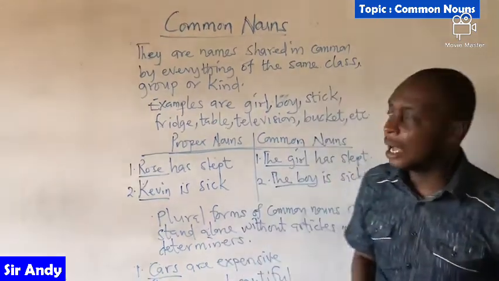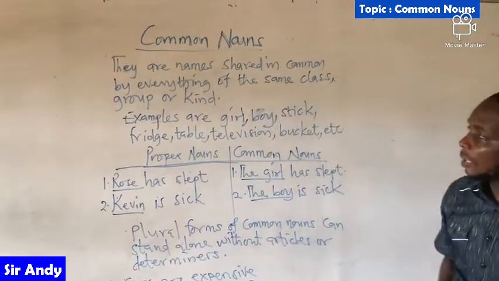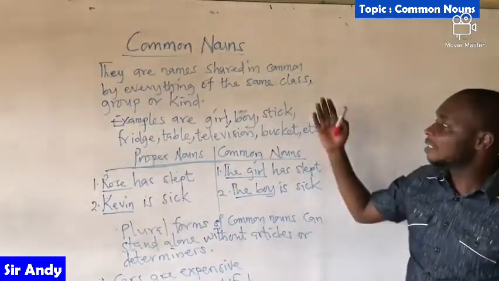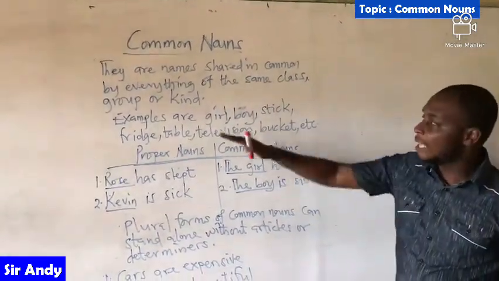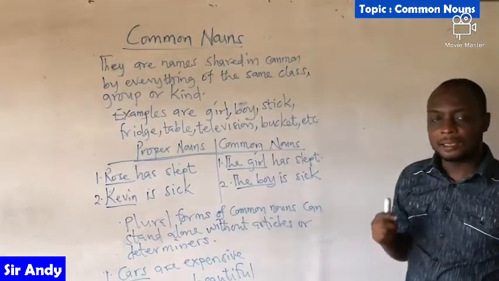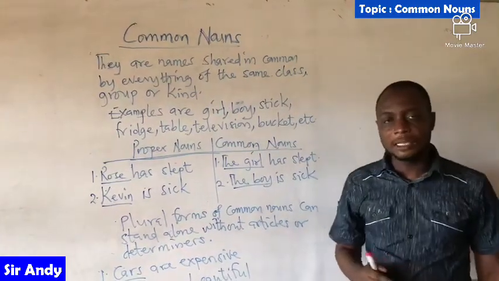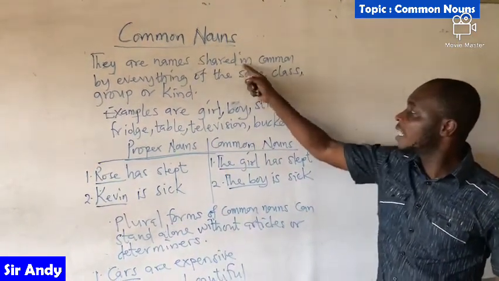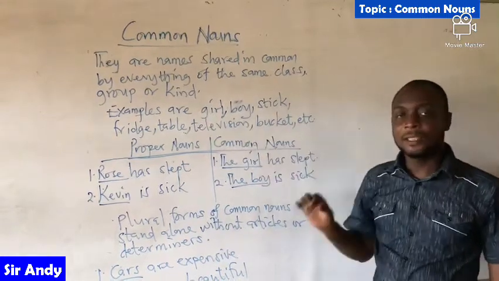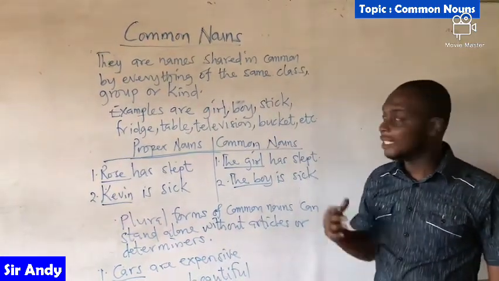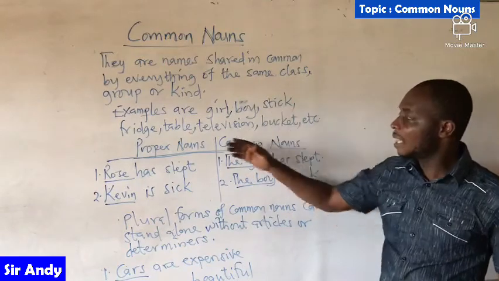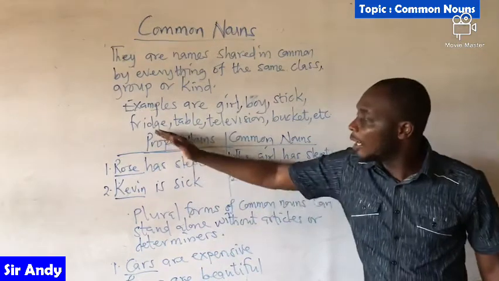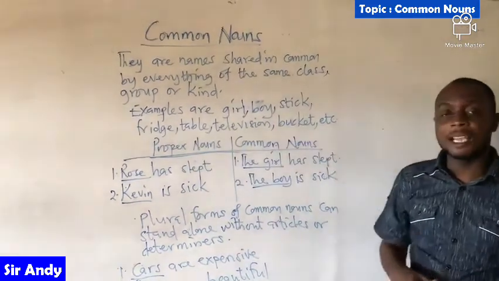So we are starting our lessons today by dealing with common nouns. What we say about common nouns is that common nouns are names shared in common by everything of the same class, group or kind. And then we have a few examples like girl, boy, steak, fridge, table, television, bucket, etc.